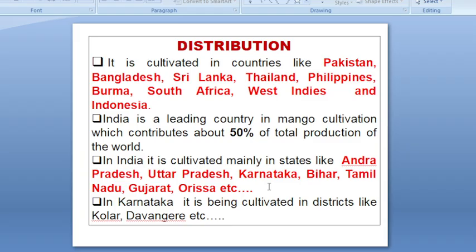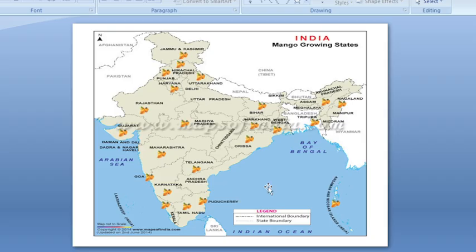When we look into the different states with large areas under mango cultivation, Andhra Pradesh, Uttar Pradesh, Karnataka, and Bihar are some of the states. It is cultivated in almost all the districts in Karnataka; in and around Bangalore, Kolar, and the Srinivasapur area are famous for mango cultivation. We can see different states occupying different positions; except for some states like Assam, Sikkim, and Arunachal Pradesh, almost all the states have mango cultivation.